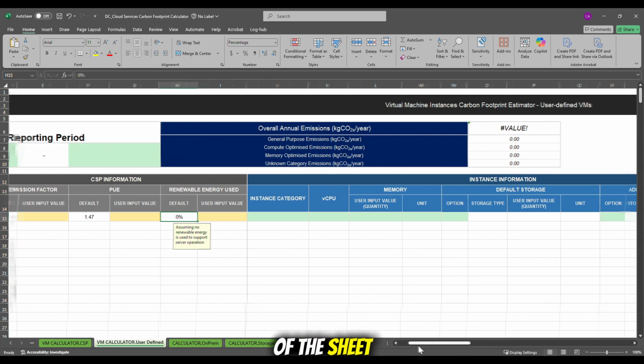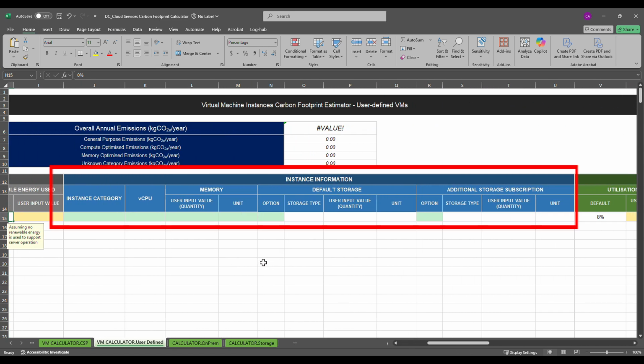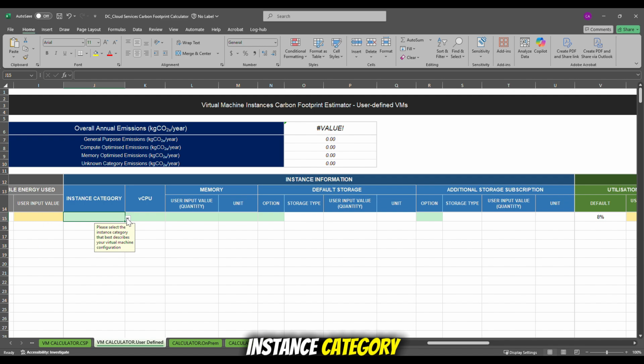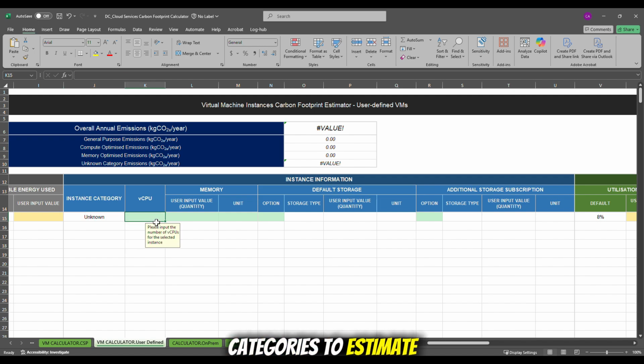The next part of the sheet is the instance information table. Unlike the VM Calculator CSP, which already includes a list of available VM offerings, this section requires manual input, as the instances are likely from CSPs not covered in the database. The first input you'll need to provide is the instance category. The categories considered are general purpose, compute optimized, and memory optimized. If your instance does not fall under any of these, you can select unknown. The unknown option uses the average values of the three categories to estimate your emissions.